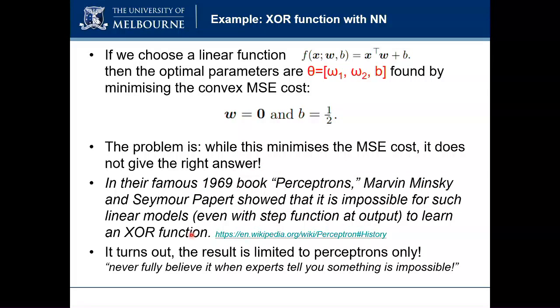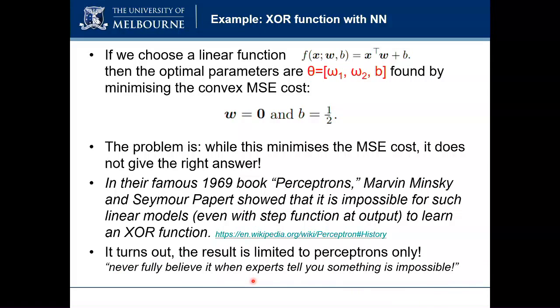Okay, here's the history. It showed that it's impossible for such linear models, even with a step function at the output, to learn the XOR function, and that's what killed it. So people got disappointed. This is my interpretation. It turns out this result was only limited to the perceptrons. And that's what I tell you. You can quote me on this.